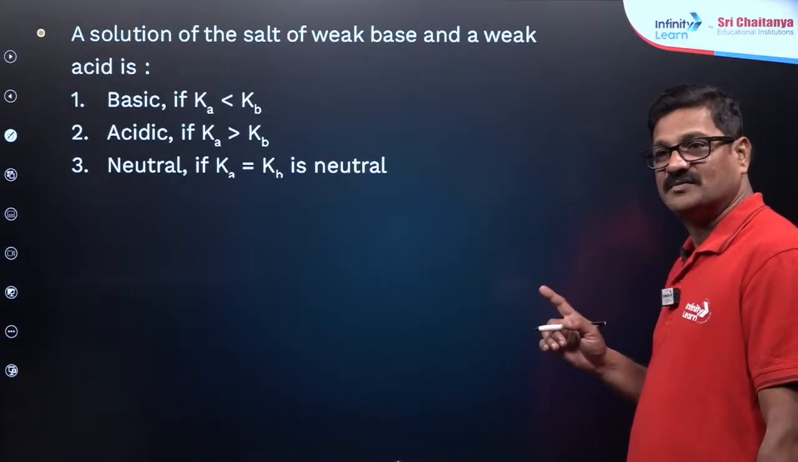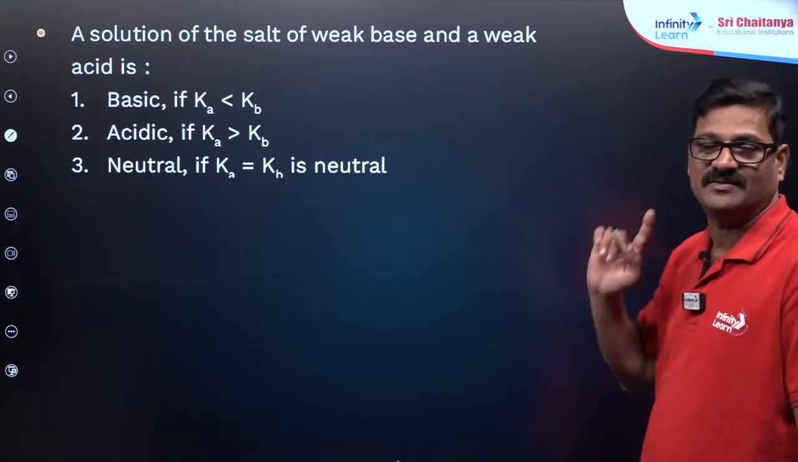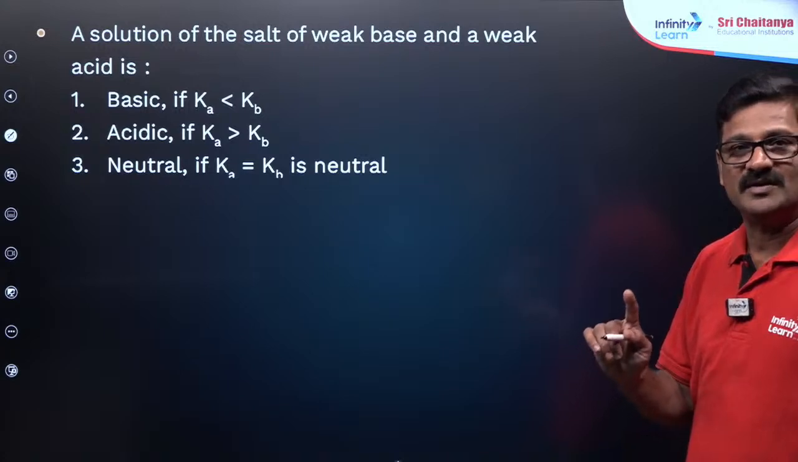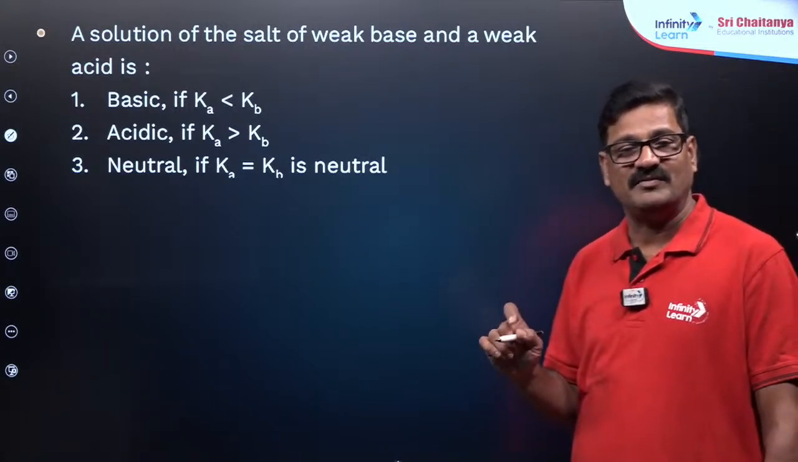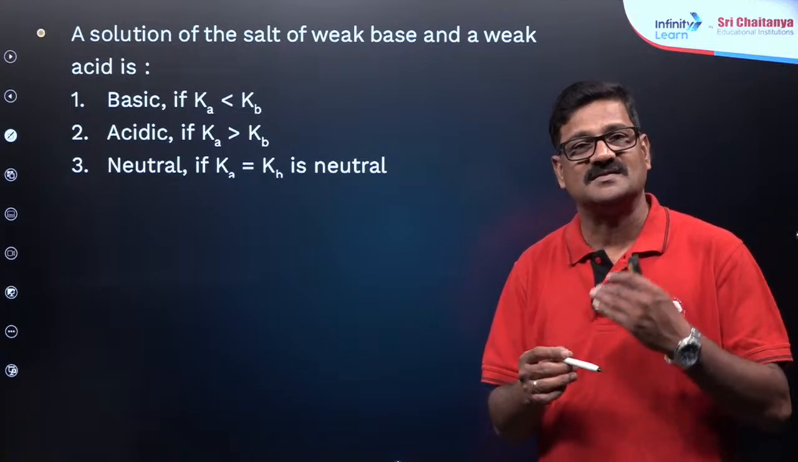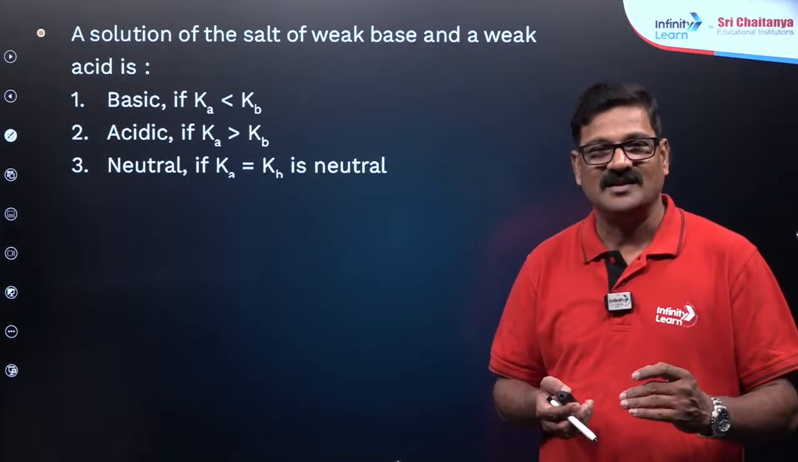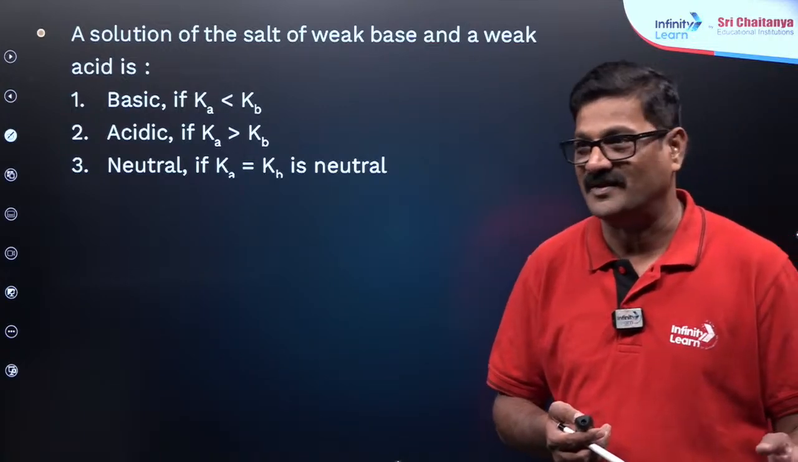For a salt between a weak acid and a weak base, the pH is nearly 7, and it depends upon the relative Ka and Kb values. If Ka is greater than Kb, the pH is greater than 7; if Kb is greater than Ka, pH is going to be less than 7.